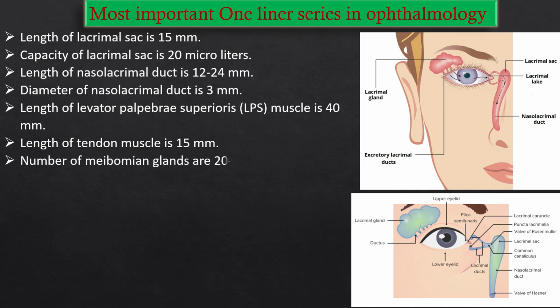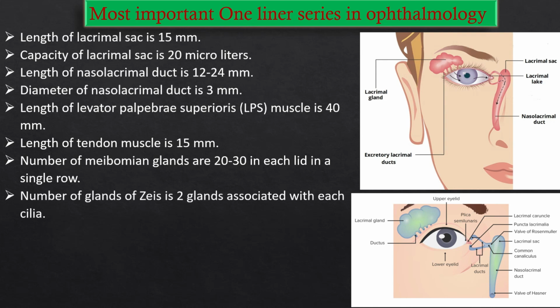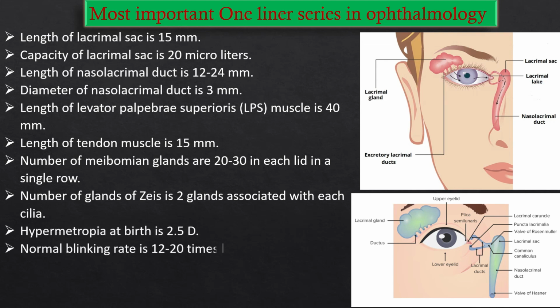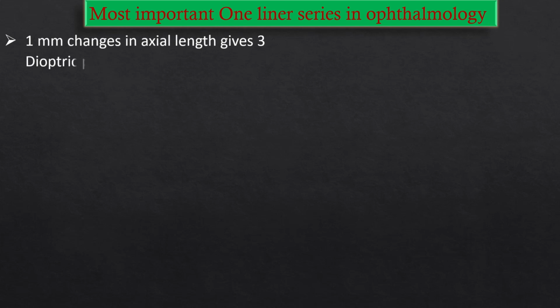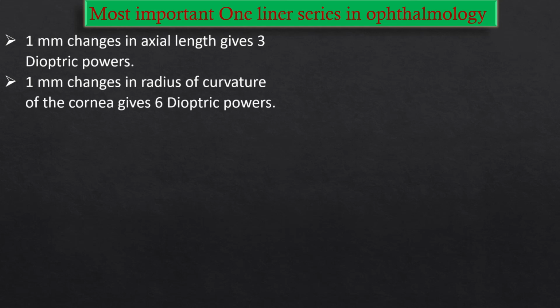Number of meibomian glands are 20 to 30 in each lid in a single row. Number of glands of Zeis is 2 glands associated with each cilia. Hypermetropia at birth is 2.5 diopter. Normal blinking rate is 12 to 20 blinks per minute. 1 mm change in axial length gives 3 dioptric powers. 1 mm change in radius of curvature of the cornea gives 6 dioptric powers.